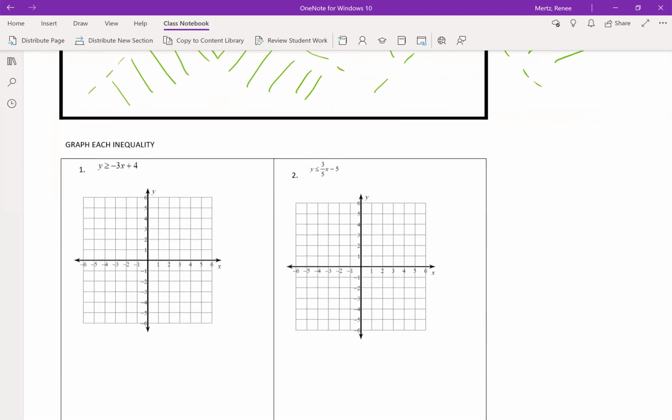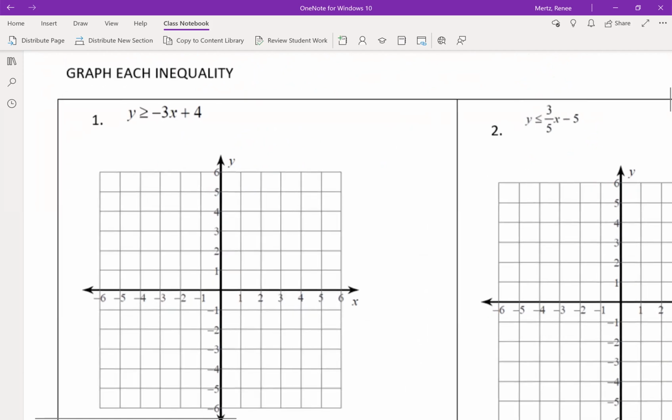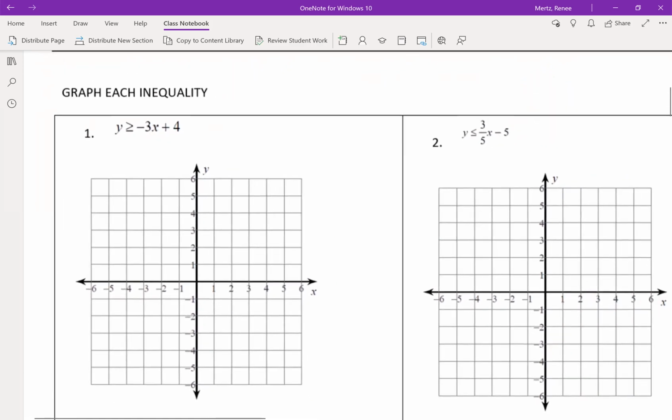So our first move is to graph this. Either you know how to do it by the slope and the y-intercept method, or you're using your calculator and doing it on there. So I'm beginning at 4. I count down 3, right 1, down 3, right 1, down 3, right 1. I'm going to grab the ruler.